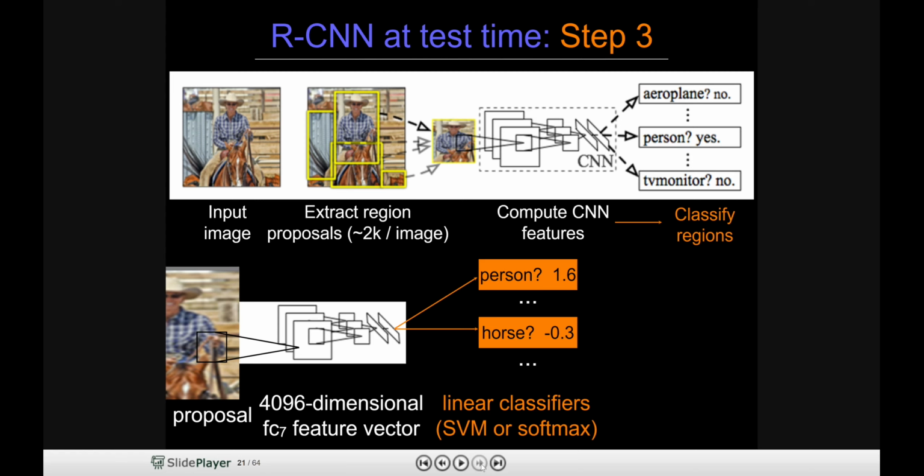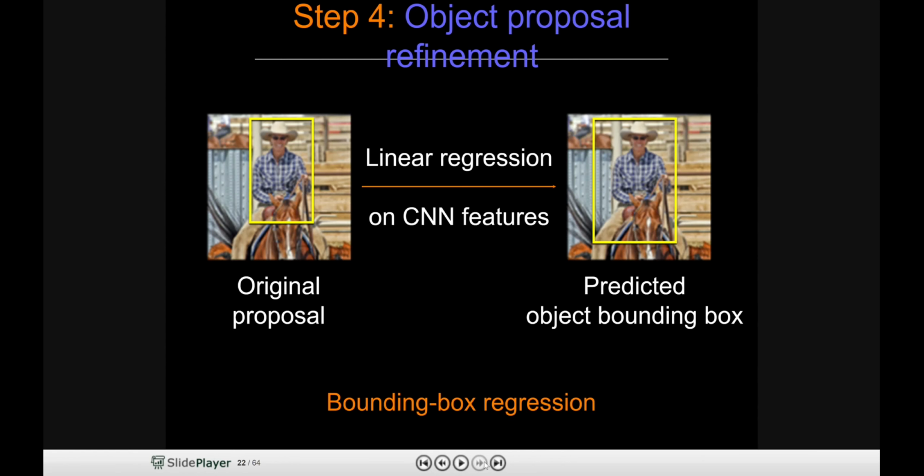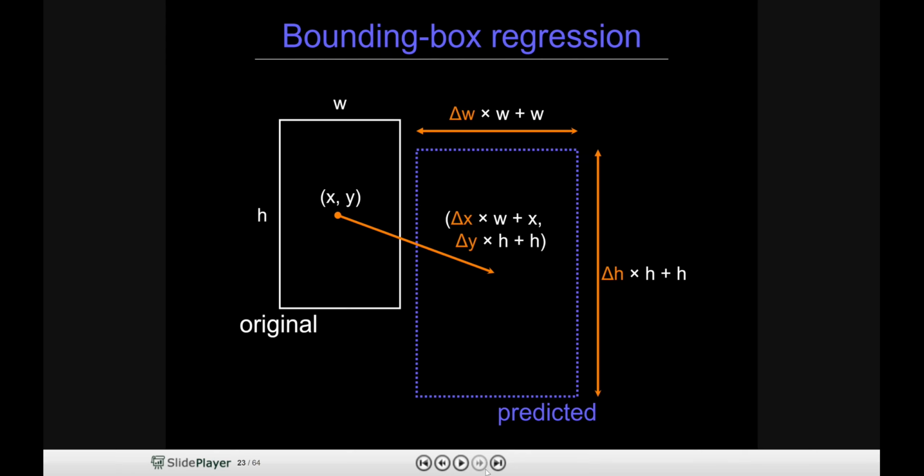And the last is the linear classifier, which classifies whether it's a person or a horse or something else. Softmax for the multiple classification. And the last, when we detect the bounding box, we use the bounding box regression method. For bounding box regression, they use these coordinate systems, original and predicted.